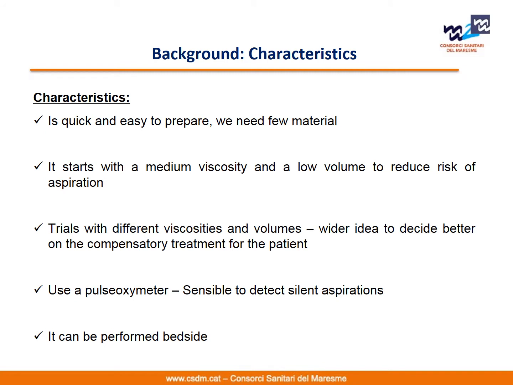Characteristics of this test: it's quick and it's easy to prepare. We need few materials, just a syringe, water, thickening agent, and a pulse oximeter. It starts with a medium viscosity and a low volume, so it reduces the risk of our patient aspirating during the trials. It tries different viscosities and volumes, so it gives us a better idea to decide what's the proper compensatory treatment for our patient. It also uses a pulse oximeter, so it's sensitive to detect silent aspirations, and it can be performed bedside.